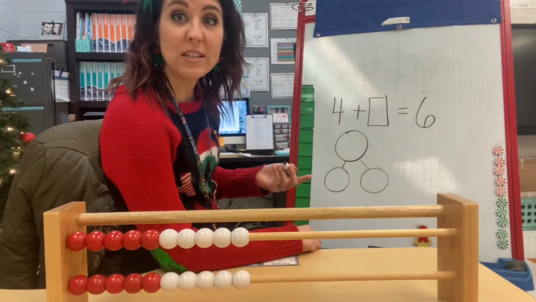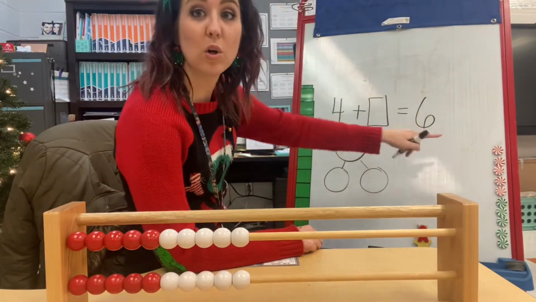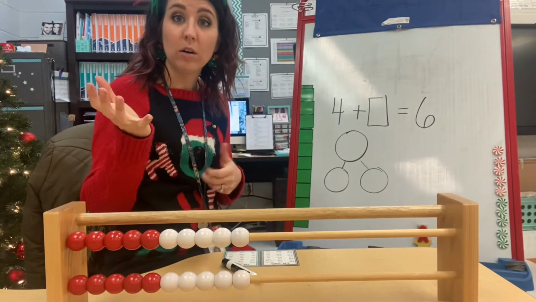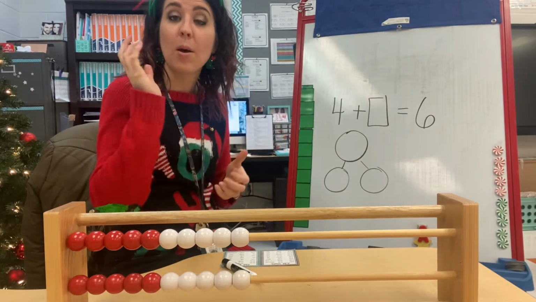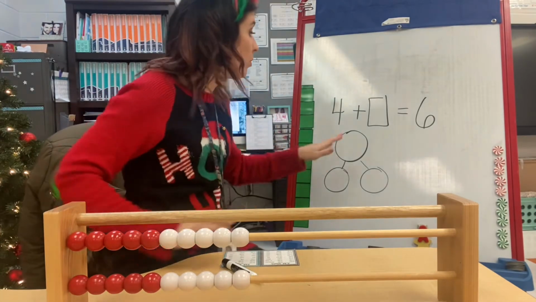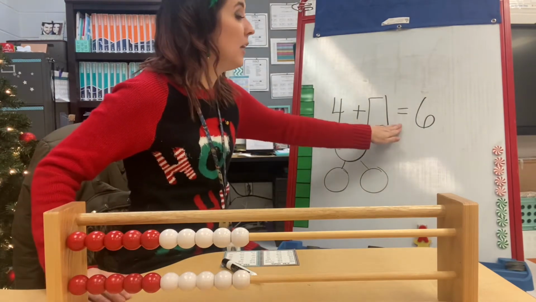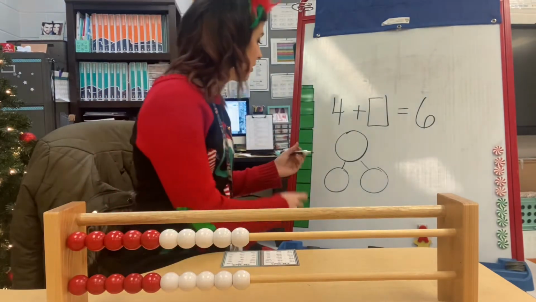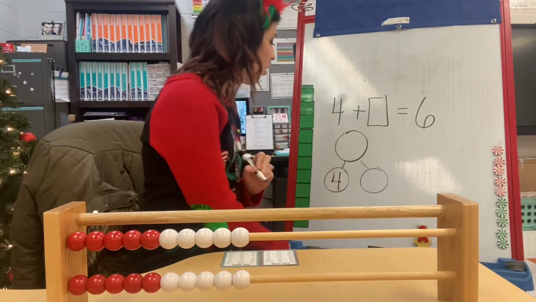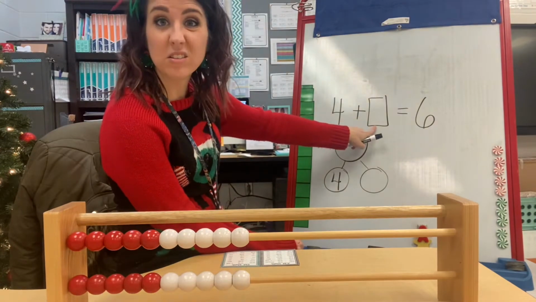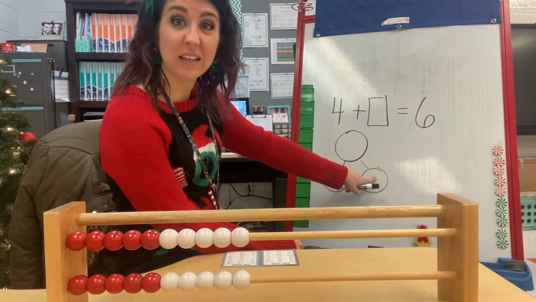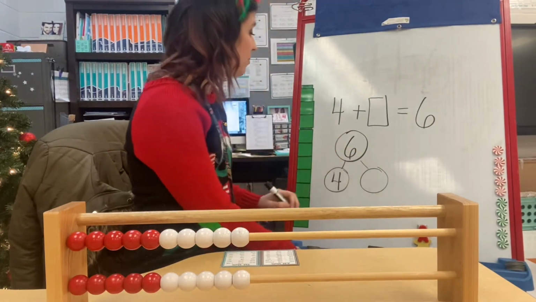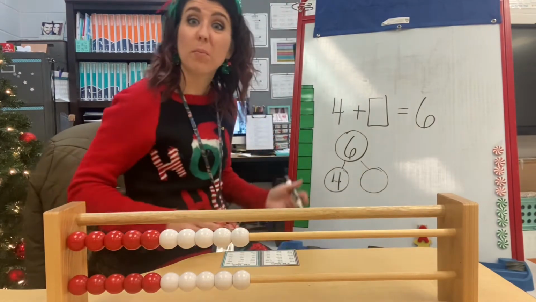So remember, when we do addition, it's part plus part equals whole. Say it with me. Part plus part equals whole. So we have part plus part equals whole. So this number is a part. It's part of the whole. This is also a part, and that's what we're missing. This is the whole. So instead of missing the whole, we are missing one of our parts.